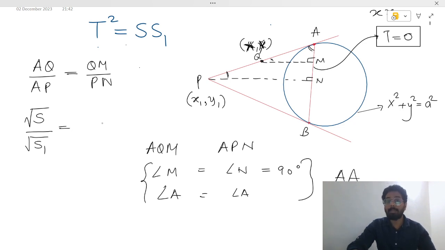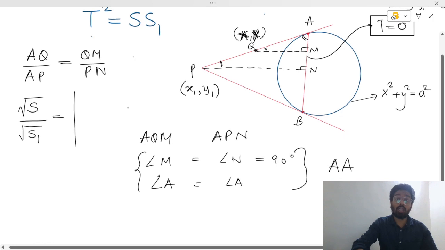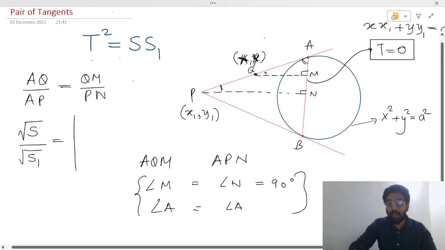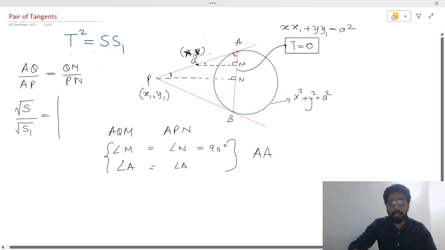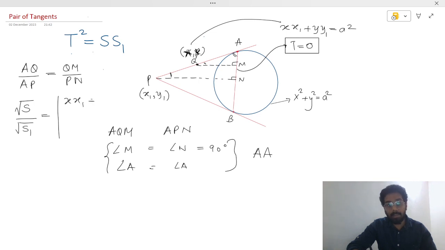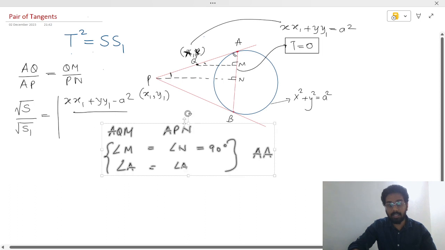Now what is QM? QM is the length of the perpendicular drawn from the point Q onto the chord of contact. Now what is the formula? Recall the chapter straight line: putting the point x comma y in the line, we get xx1 plus yy1 minus a squared, divided by, now I am rubbing this part, though we have proved that AQM is similar to APN.